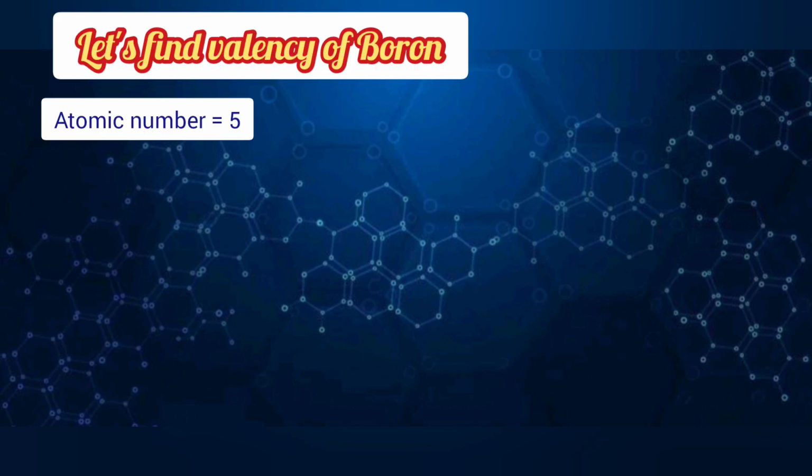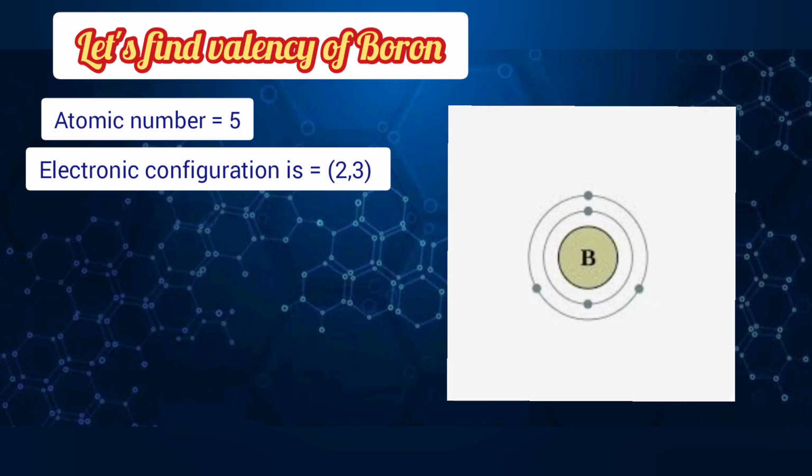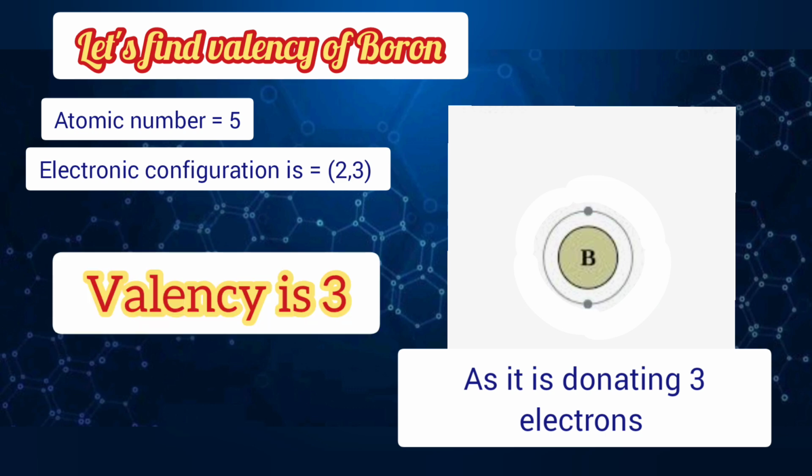Similarly, for boron, the electronic configuration is 2, 3. So the boron would again prefer to donate its 3 electrons in the outermost orbit. As it is donating 3 electrons, the number of electrons donated is 3. So valency becomes 3. Very easy.